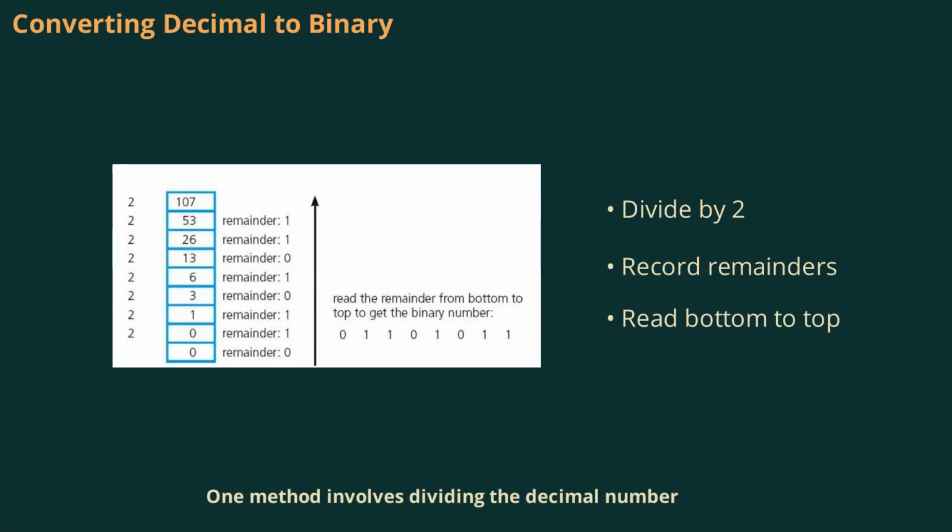A common task in computer science is converting decimal numbers to binary. One method involves dividing the decimal number by 2 repeatedly and recording the remainders. These remainders, read from bottom to top, give you the binary equivalent. For example, converting 107 to binary involves several steps of division, as shown in the diagram. This process helps you understand how computers break down numbers into binary for processing.